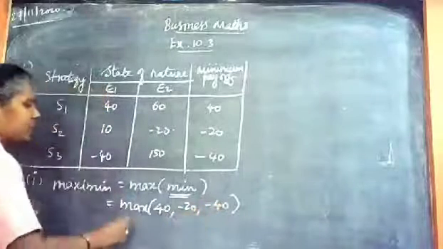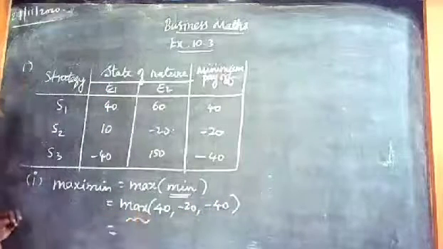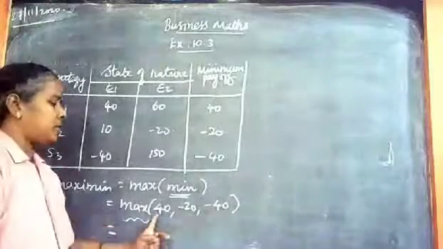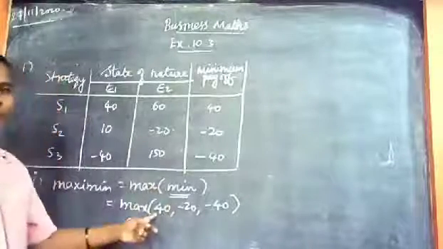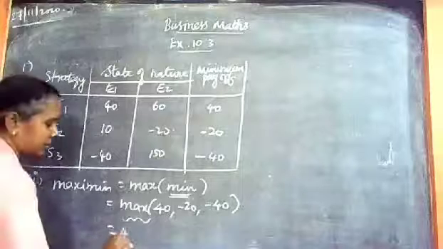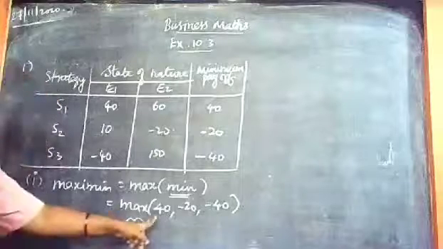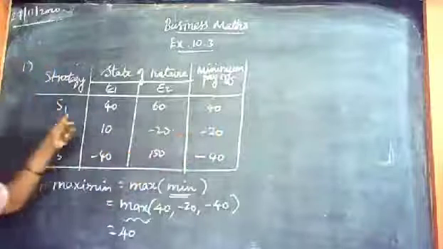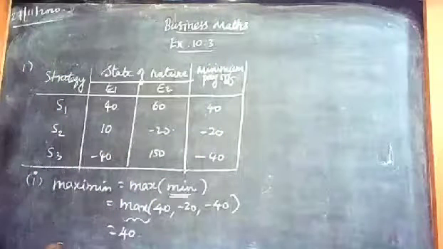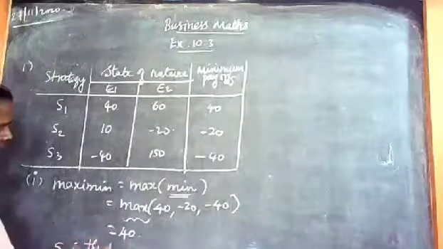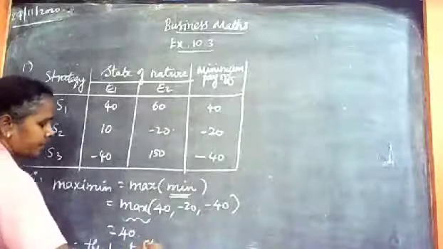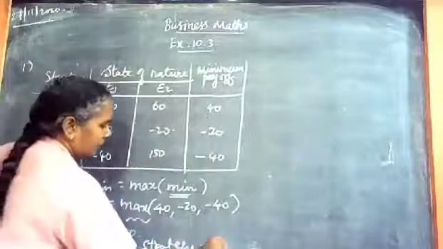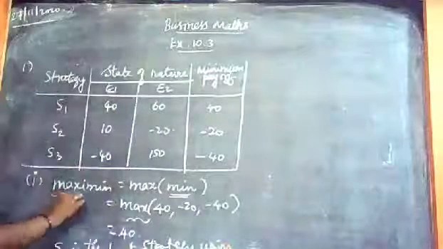Out of these three values, which is maximum, that you should find out and write. Two negative values and one positive, so definitely the positive value is the maximum. So 40 is the answer. The maximum value is 40 out of 3 values. Where does that 40 lie? The corresponding row is S1. So S1 is the best strategy using what condition? Maximin.